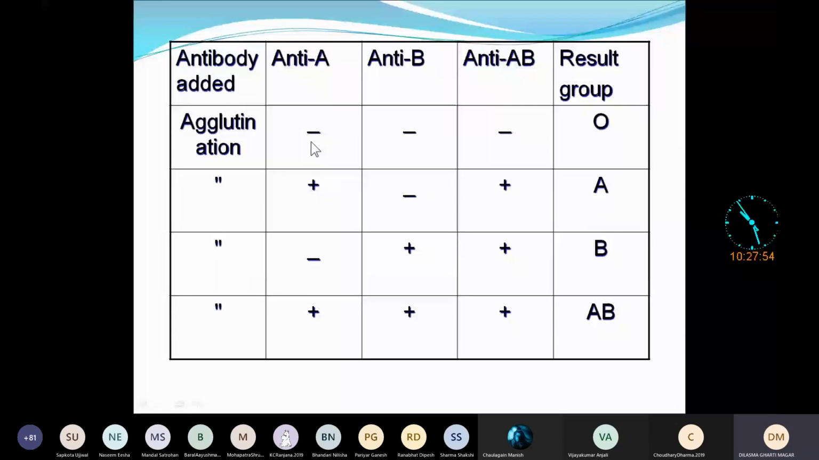So after that we will see for the agglutination. Now here we will see, in case of the anti-A there is no agglutination, negative is there. In case of the anti-B also there is no agglutination, and in case of the anti-AB also there is no agglutination. So whenever there is no agglutination in all these three places, then the blood group becomes O. Understood here? Now we'll go to the next slide. Are you following me?